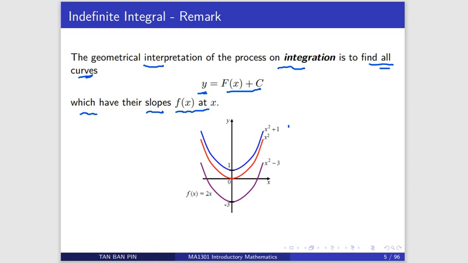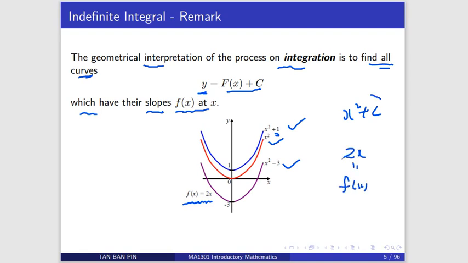So that means x squared plus 1, x squared minus 3, they all have slopes equal to small f of x, which is 2x. So all these curves differ by the constant c, and are of the form x squared plus c, and if you differentiate, you get 2x, which is the small f of x.